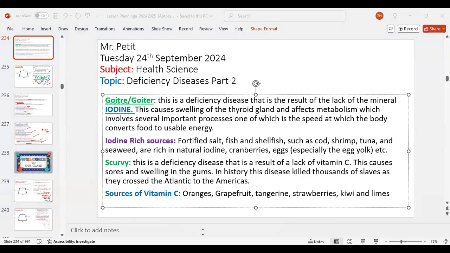Iodine rich sources. Fortified salt, fish, and shellfish, such as cod, shrimp, tuna, and seaweed, are rich in natural iodine. Cranberries, eggs, especially the egg yolk, etc. Very good.